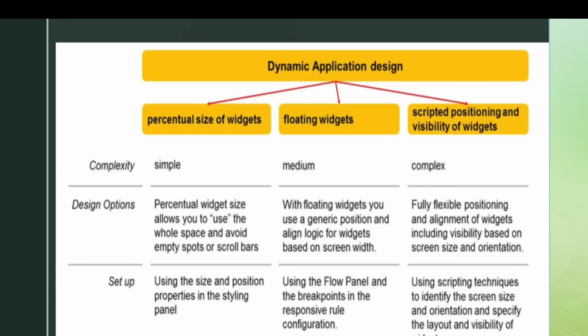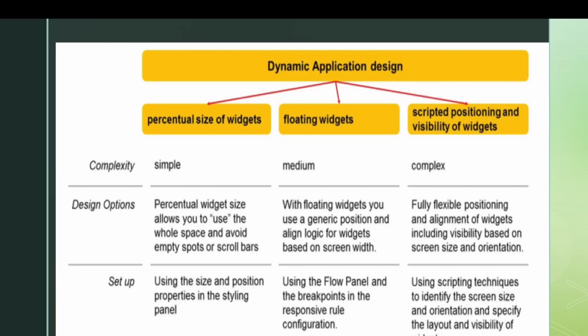The last parameter is the setup. For the setup of the percentual size of widget, we use the size and position, as we discussed earlier, through the styling option. Normally we use this simple method by default, in which we mention the size and position very simply in the styling panel. For the floating widget, we use the flow panel and the breakpoint in the responsive rule configuration. We will explore this in detail later in this video.